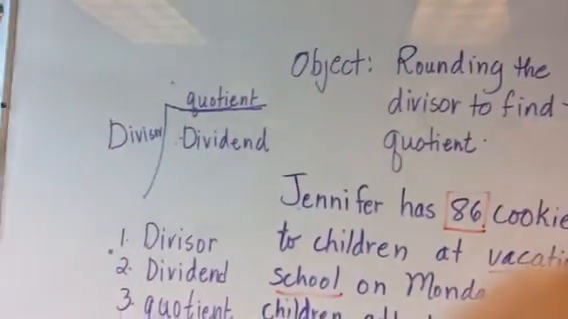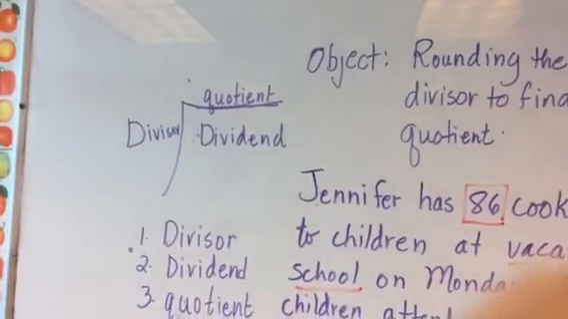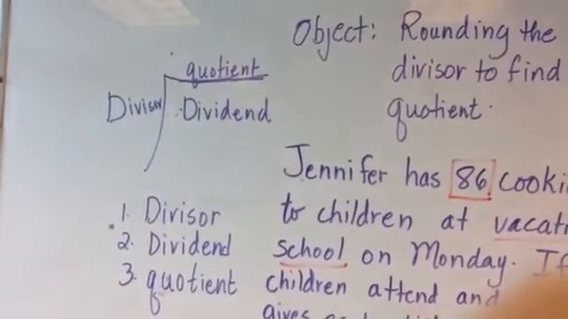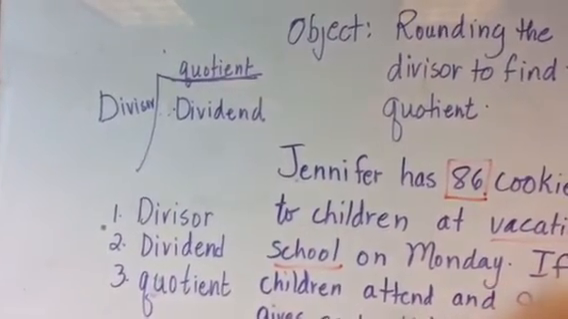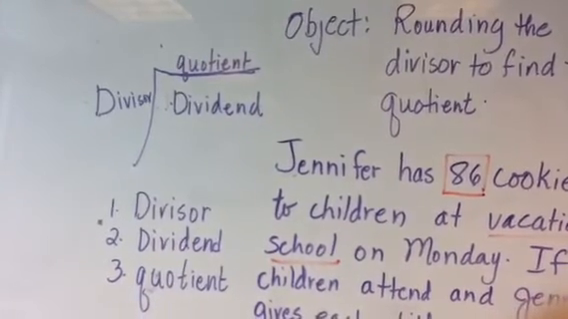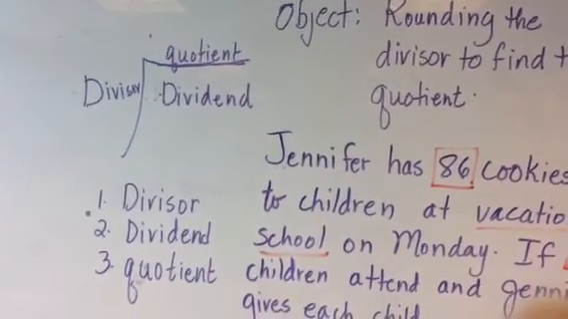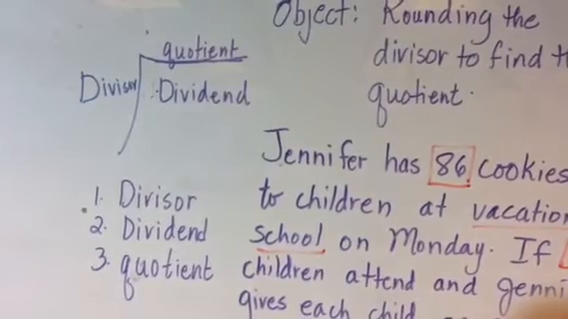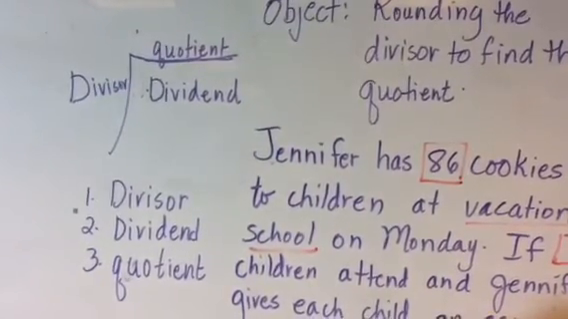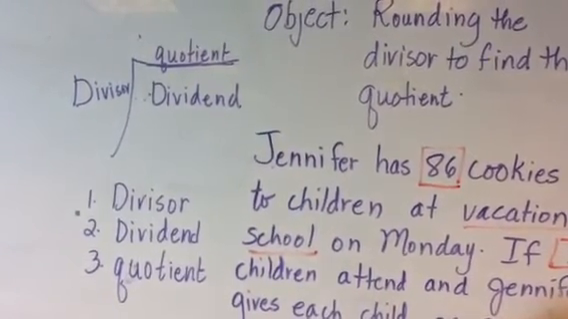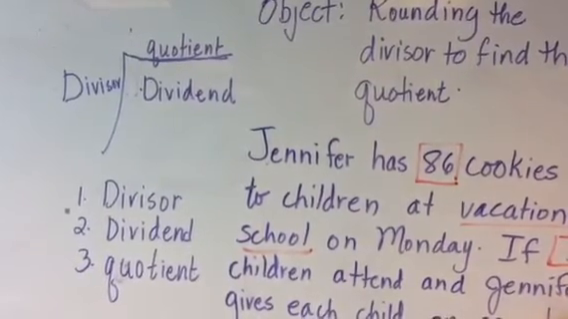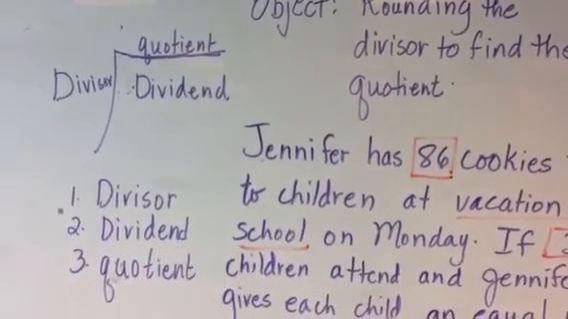Now, what is a quotient? When you are dividing, there are three things that you need to remember. Number one is the divisor. The divisor is on your left side. The dividend is what is inside the grid. And number three is the quotient, which is on the top. So you're rounding the divisor.